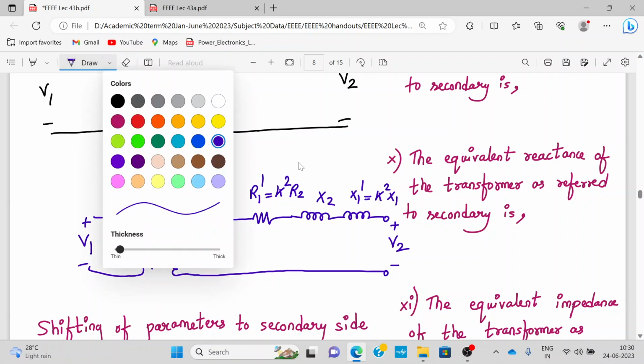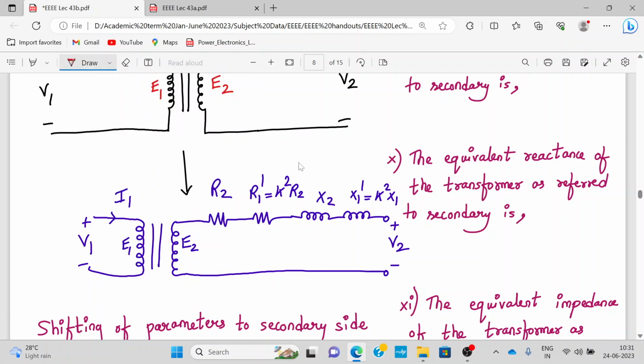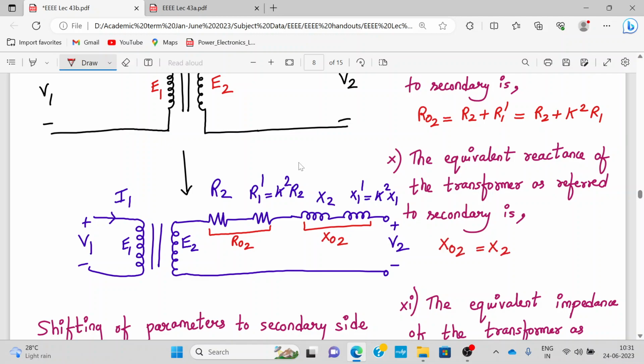Similarly, the equivalent resistance of the transformer referred to the secondary we can call RO2. RO2 is basically R2 plus R1 dash, which is nothing but R2 plus k square R1, because R1 dash is k square R1. The equivalent reactance of the transformer referred to the secondary is given by X2 plus X1 dash, that is XO2. And X1 dash is k square into X1. So XO2 will be X2 plus k square into X1.